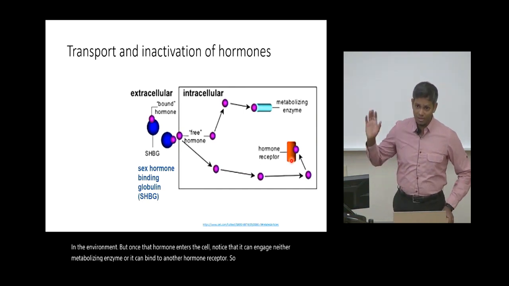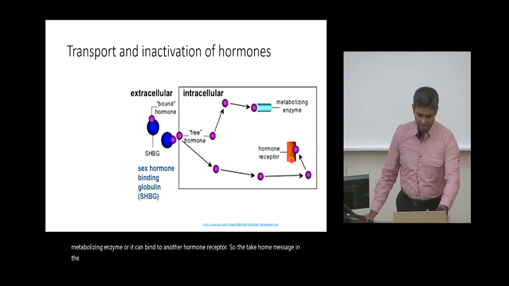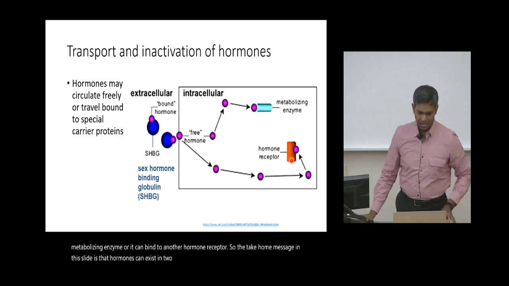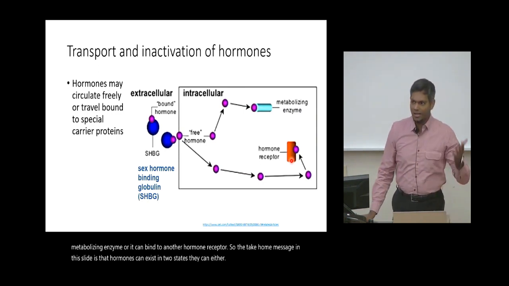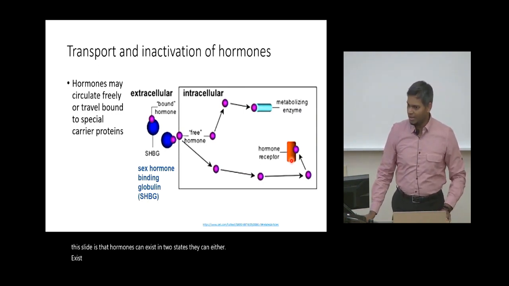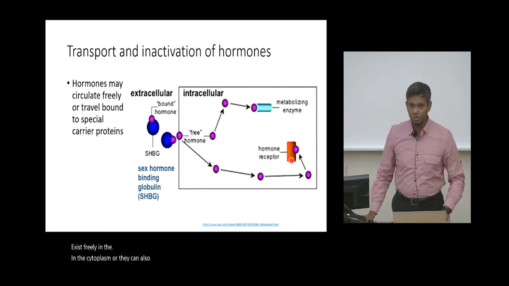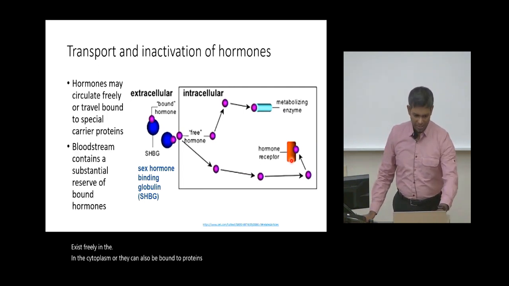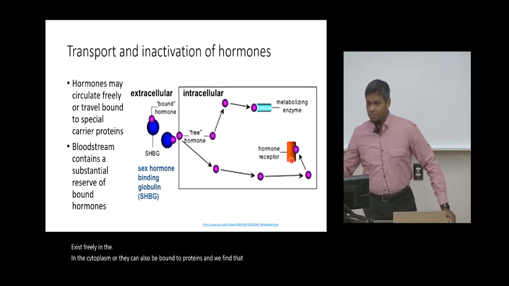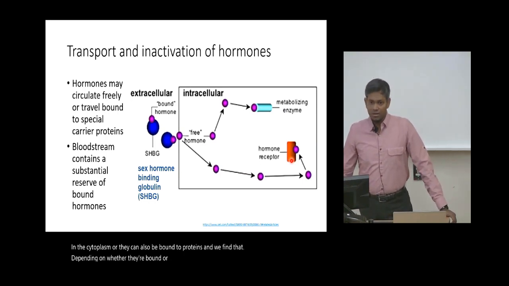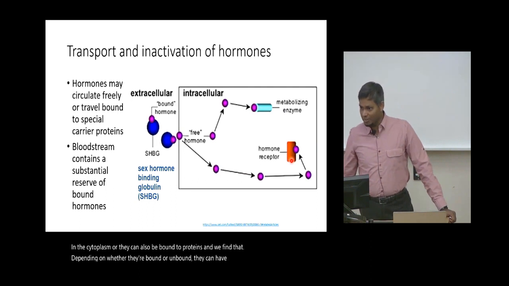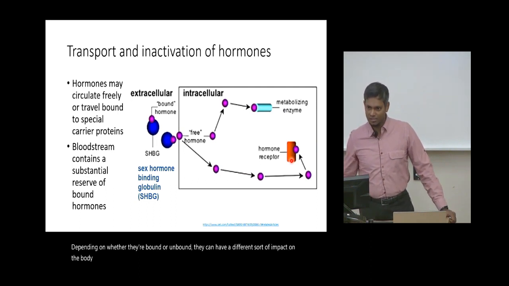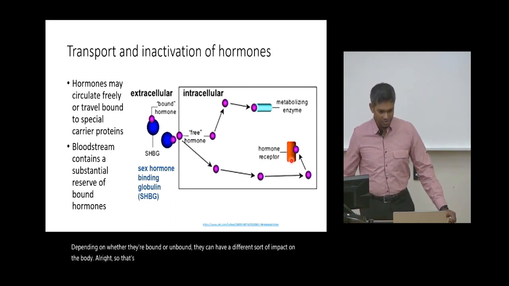So the take-home message in this slide is that hormones can exist in two states. They can either exist freely in the cytoplasm, or they can also be bound to proteins. And we find that depending on whether they're bound or unbound, they can have a different sort of impact on the body. Alright, so that's the take-home message from this slide.